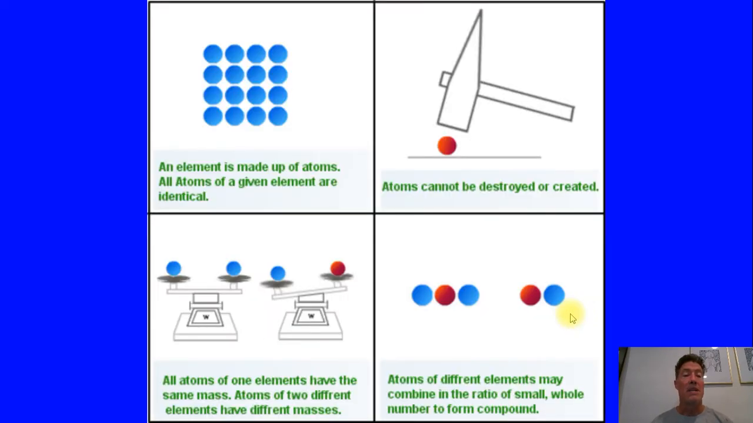This was the idea that all elements are made up of atoms, which is true. All atoms of a given element are identical. That's not quite true now that we know about isotopes. Atoms can't be created or destroyed. That's generally true. All atoms of one element have the same mass. Again, isotopes make that not quite true. Atoms of different elements combine in small whole number ratios to form compounds. That's true.